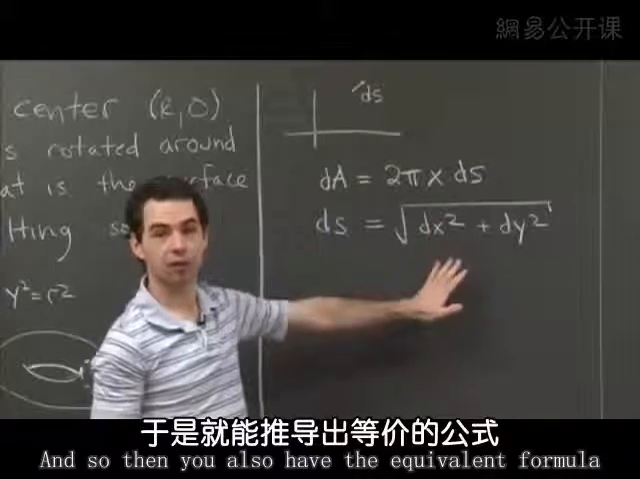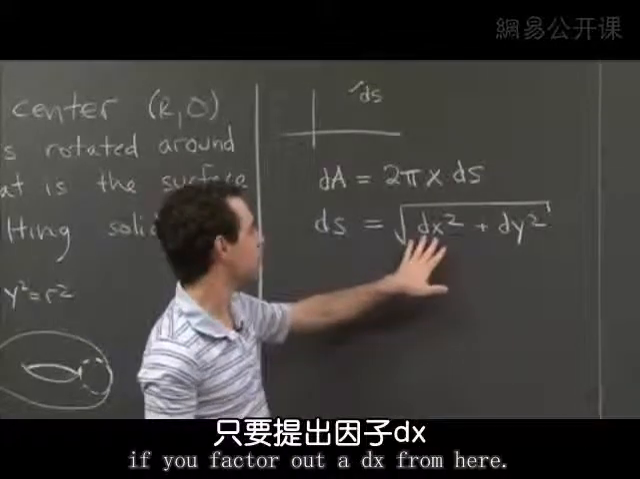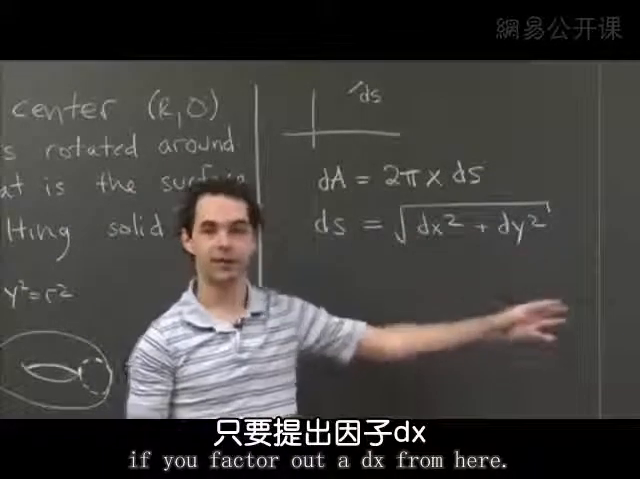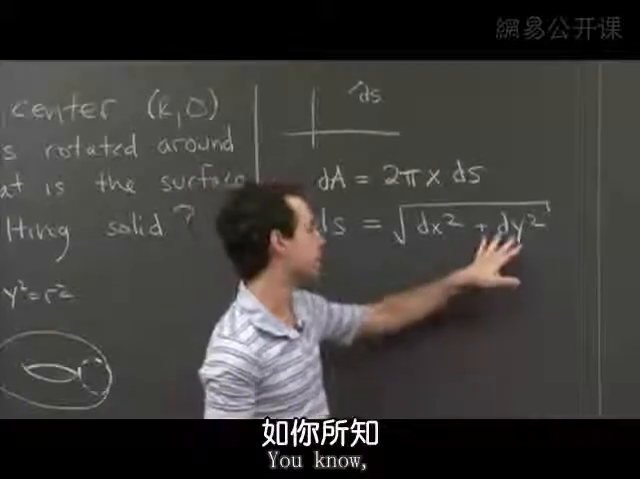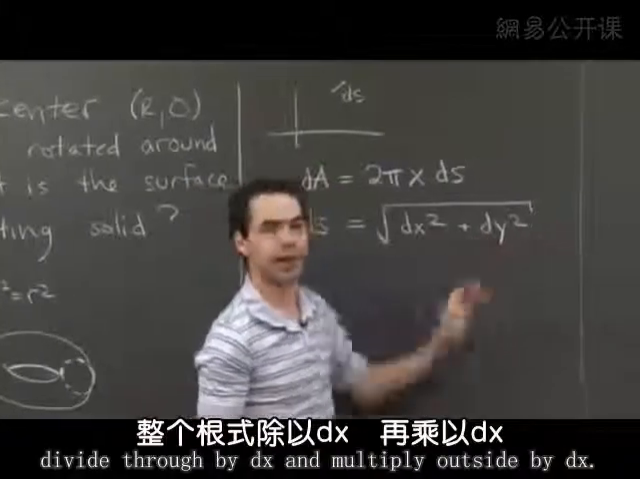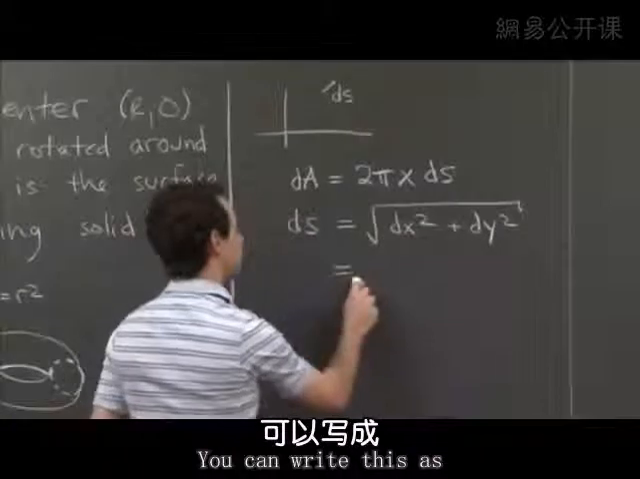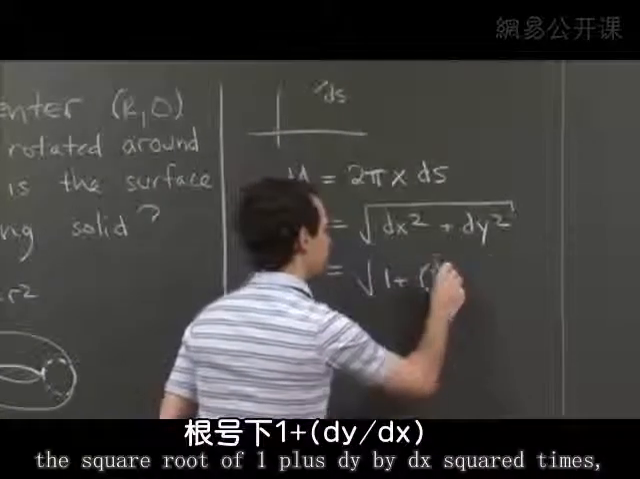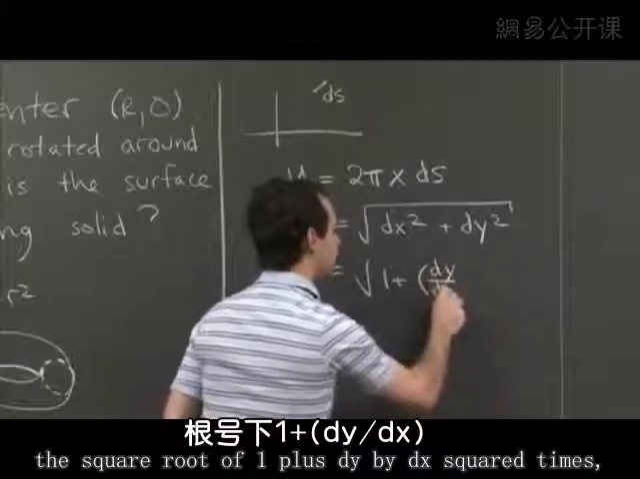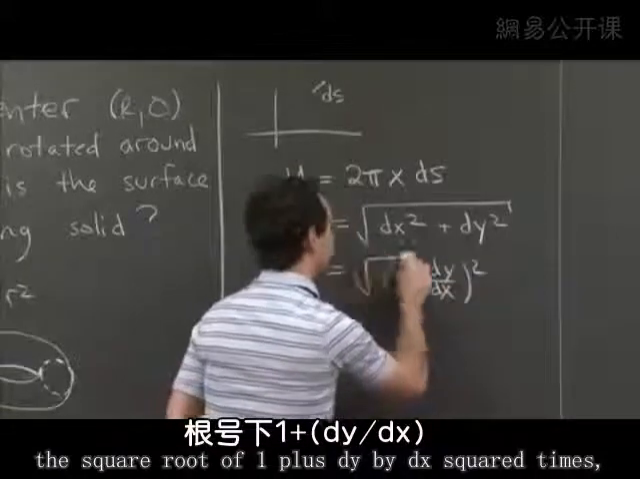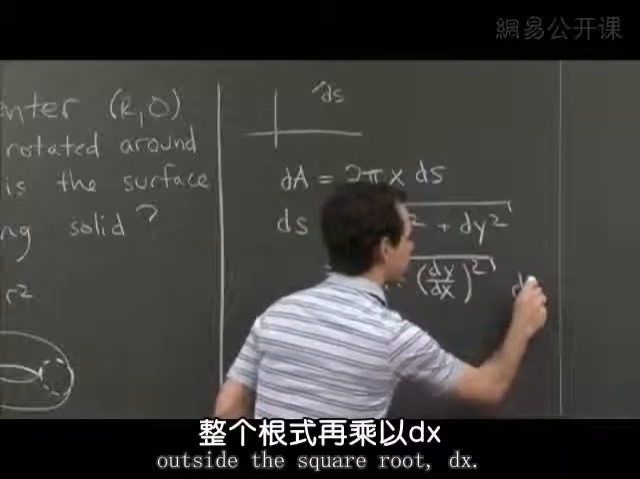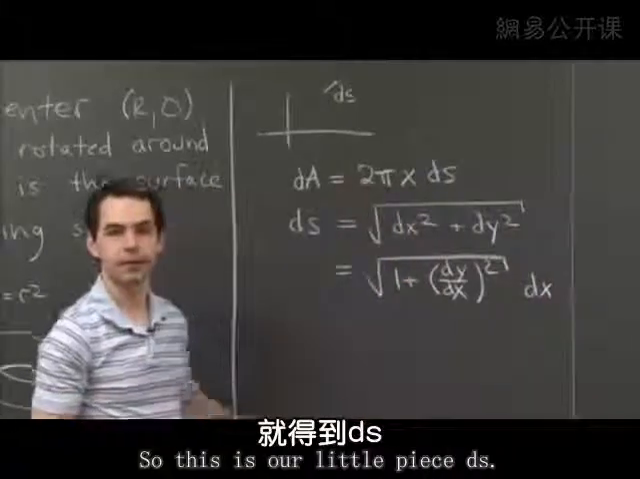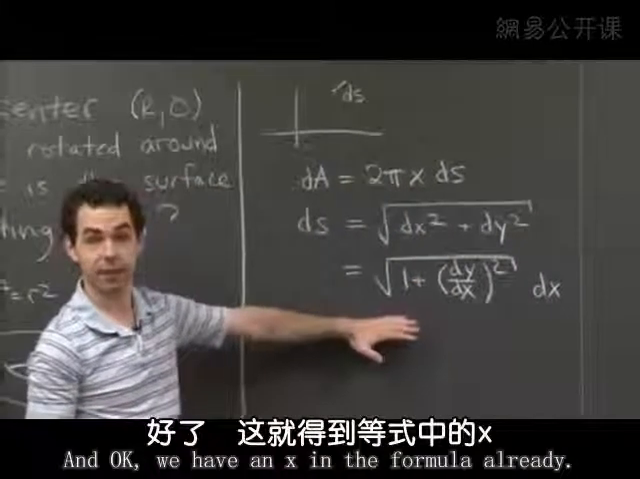And then you also have the equivalent formula if you factor out a dx from here, divide through by dx and multiply outside by dx, you can write this as the square root of 1 plus dy by dx squared, times, outside the square root, dx. So this is our little piece ds.